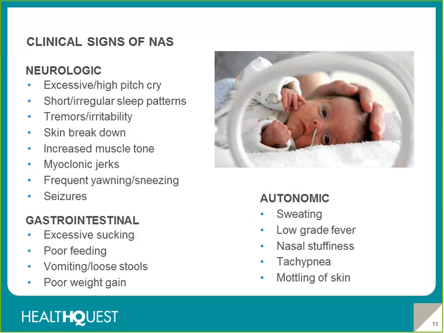They may have some. Most of them are not going to have all of these symptoms. But when we look at the neurological system, everybody knows that they have this very high, very piercing cry. You know it's not a normal cry of a newborn. They will have short and irregular sleep patterns. They will have tremors and irritability, and sometimes their tremors may occur when they're actually asleep or only when they're disturbed. They will have skin breakdown because they're constantly rubbing.